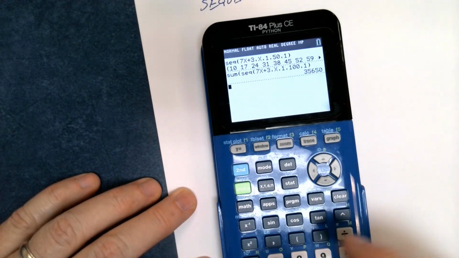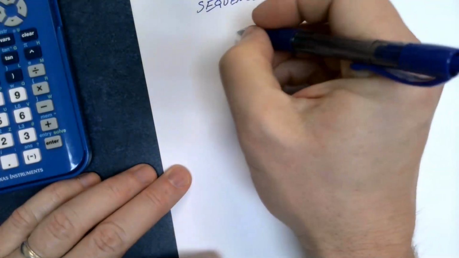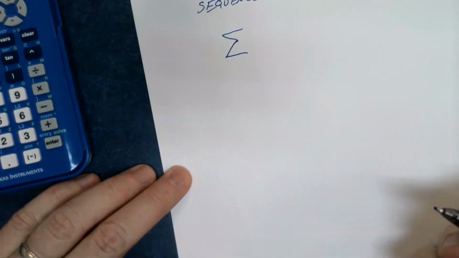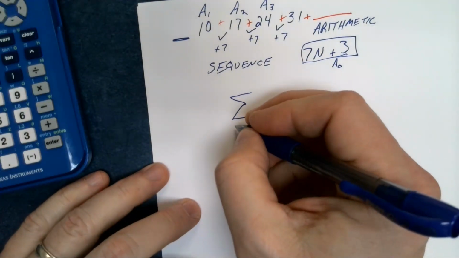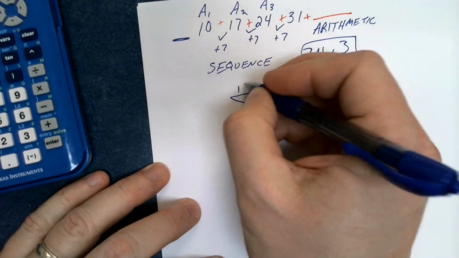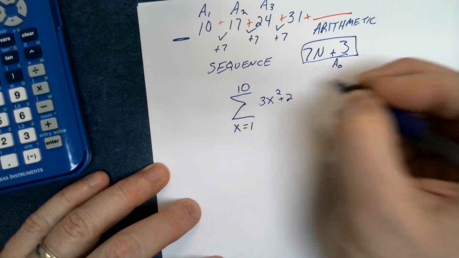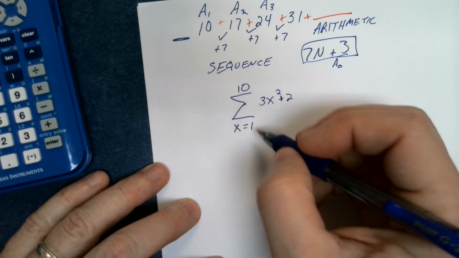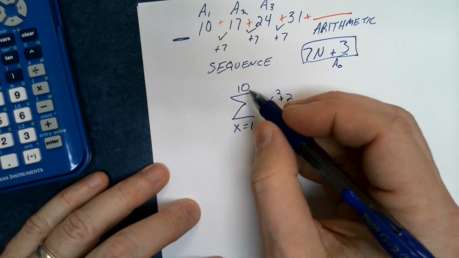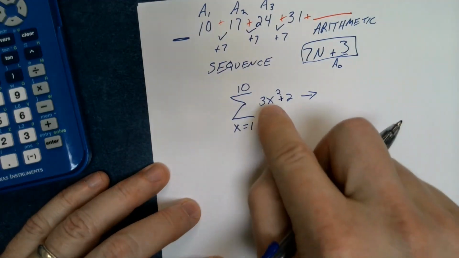Now, the other thing that you're going to see is this. There's a symbol in sequences and series called a sigma, and a sigma is used as a summation. So if I was to say this, x equals 1 to 10 of 3x squared plus 2, what this means is I'm going to sum up all the values of terms 1 through term 10 that are given by this expression.